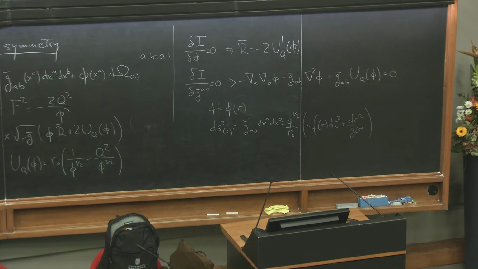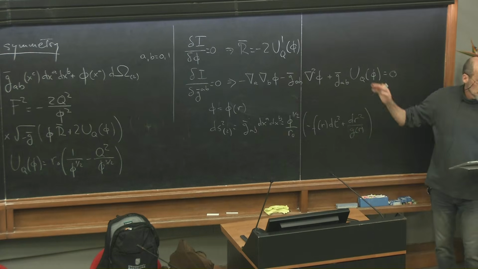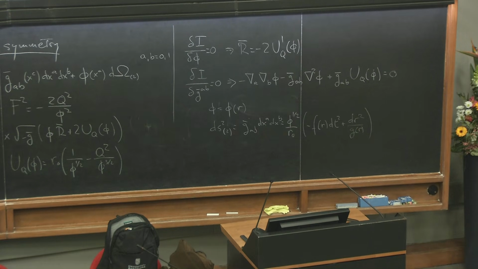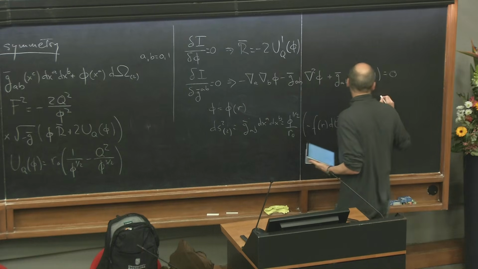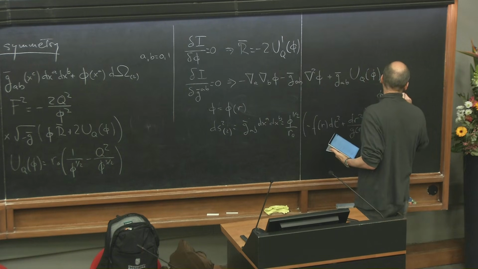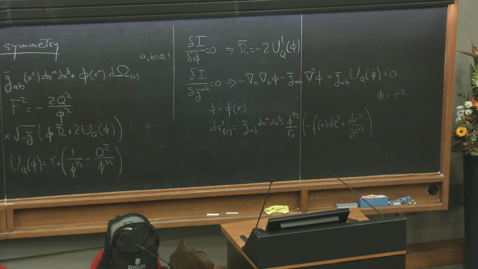This is a general static spherical symmetric ansatz. The radial gauge hasn't been fixed. We can choose our radial coordinate, we can fix it in an appropriate, convenient way. And what we will do is fix the radial gauge so that phi is r squared. So we define r to be the square root of phi. That's a choice that we can always make. Once you do this, your equations simplify.